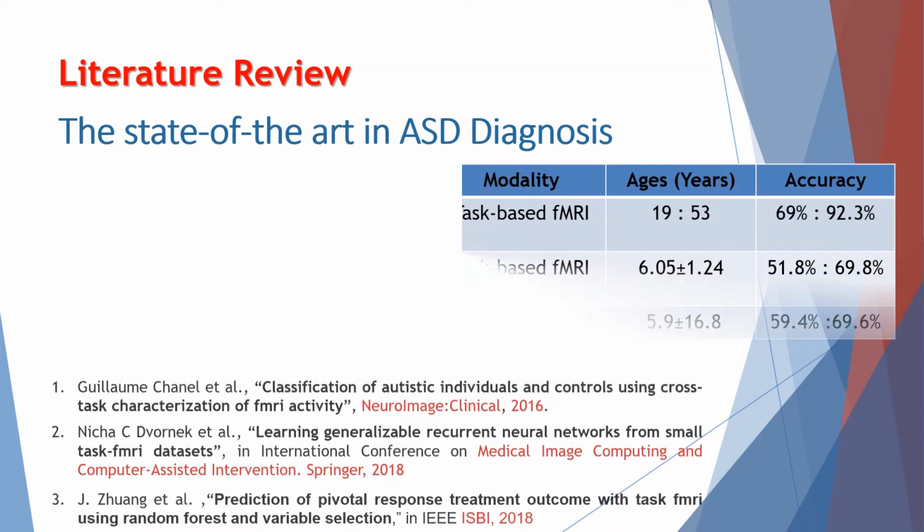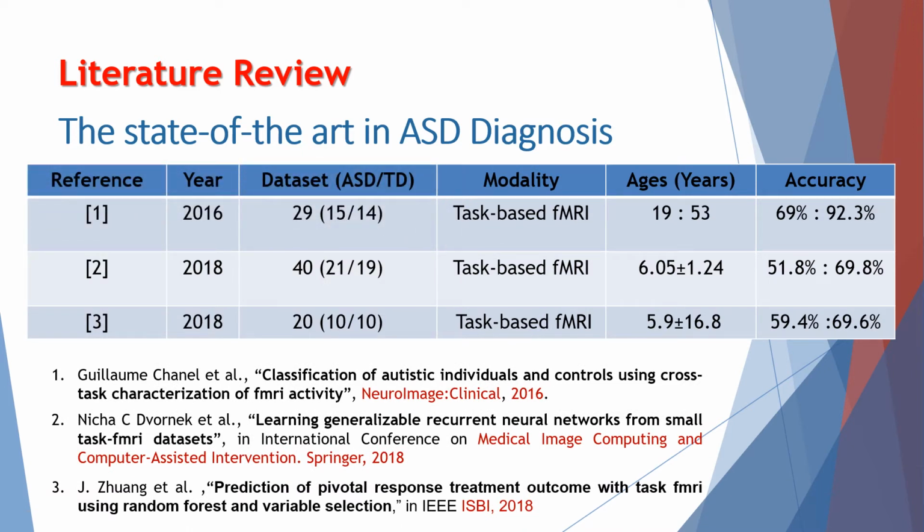The state-of-the-art in ASD diagnosis using task-based fMRI is limited. These are the most recent research. They included a dataset of a limited number of subjects. These subjects underwent different tasks during the fMRI scan. There were some common limitations in the state-of-the-art.